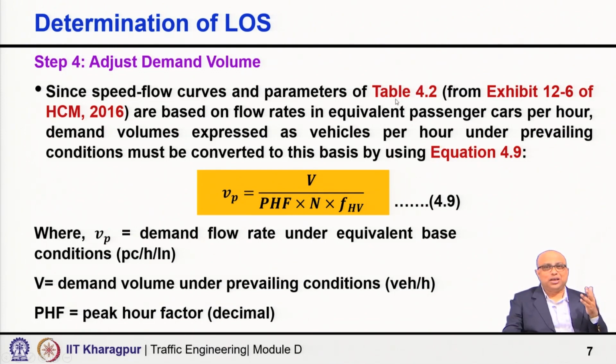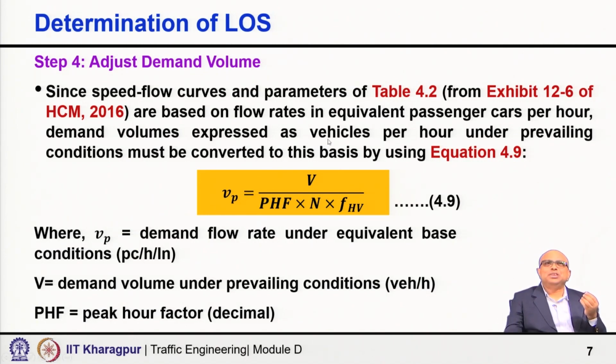wherever 4.1 and 4.2 are shown together, how the basic capacity values we are getting, and then what are the further adjustment factors, which are actually the adjustments in exhibit 12.6 of Highway Capacity Manual 2016. These are based on flow rates in equivalent passenger car per hour. So, the unit that was used is passenger car per hour per lane.